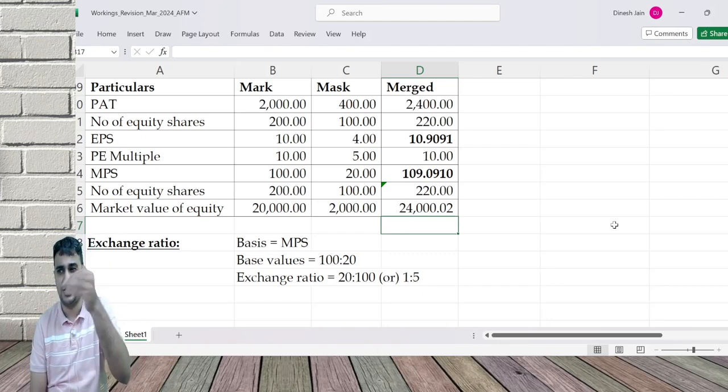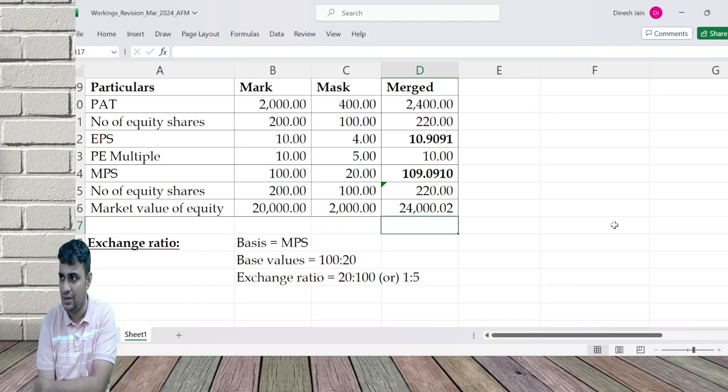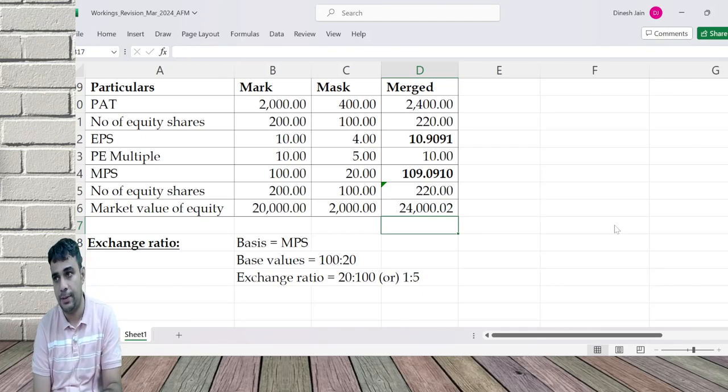My objective was to just revise the table again, but I want to discuss the last part of the question, which is gain or loss for the shareholders. Any doubts on 24,000.02? Clear? Can we proceed? Any doubts on the table?